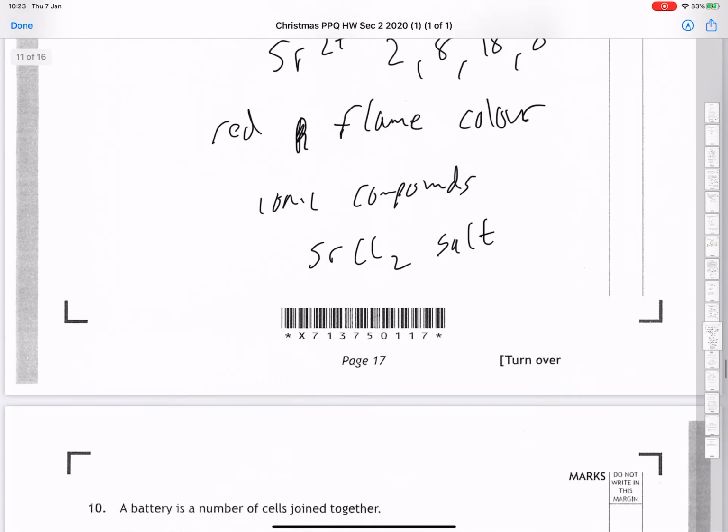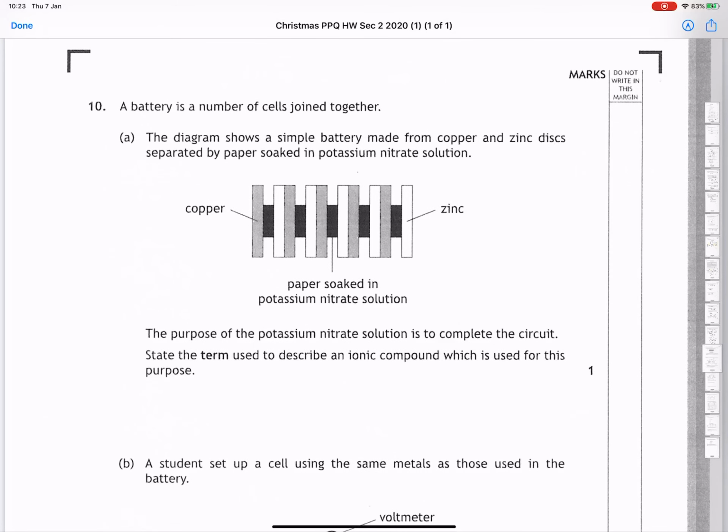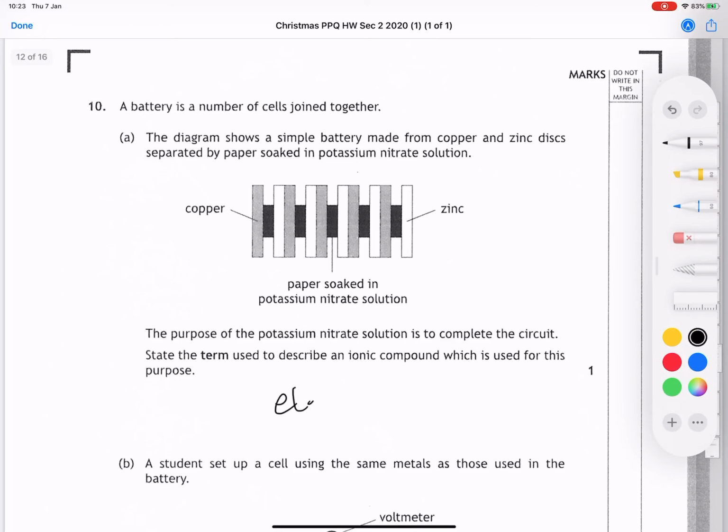So that's number 7. 8 and 9 you didn't need to know at this point. So we jump straight to number 10. Batteries. So this is a metals question. Have a read. State the term used to describe an ionic compound which is used for this purpose. What we're looking for there is an electrolyte. 1 mark.